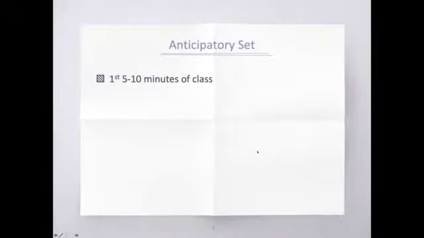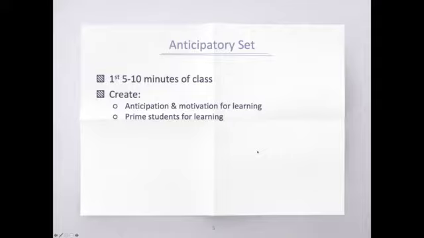Okay, now an anticipatory set, that takes about 5 to 10 minutes of class. It could maybe take a tiny bit more, a tiny bit less. It's not a hard, fast rule, but generally about 5 to 10 minutes. And really what you're trying to do with this is create anticipation and motivation for learning, right? You want to get students interested in whatever it is that they're going to be doing, right? It's not good to just always jump straight into whatever the main activity is, right? You got to get them ready for it, right?